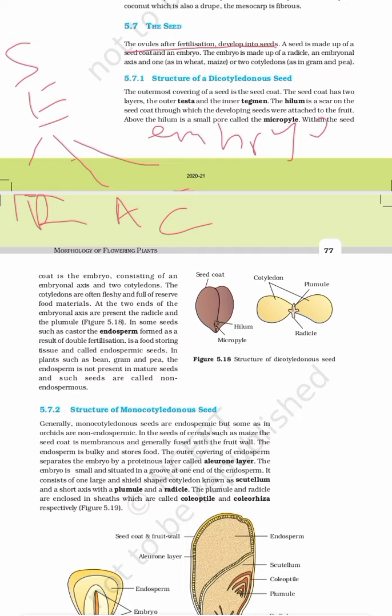Seed coat means the outer thick leathery coat which is outside the seed. The seed coat is of two types, testa and tegmen. Testa means the outer thick hard layer, and tegmen means a soft, papery layer. You may have seen in some seeds that the outer part is very hard and the inner seed coat is very thin, like in mango, right?